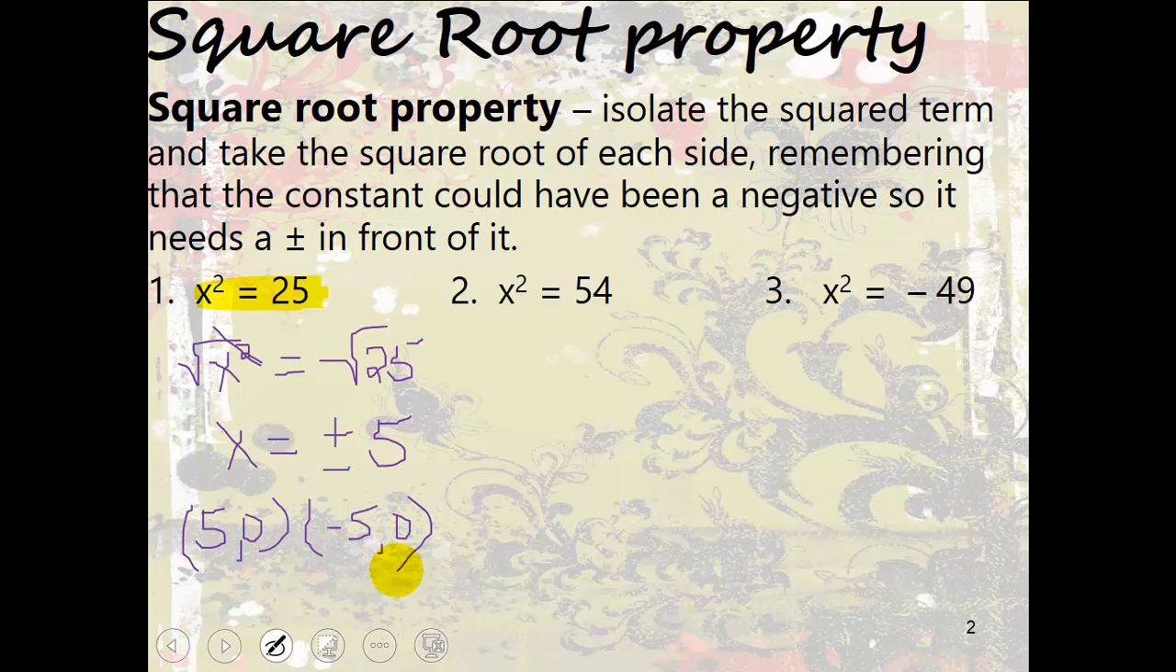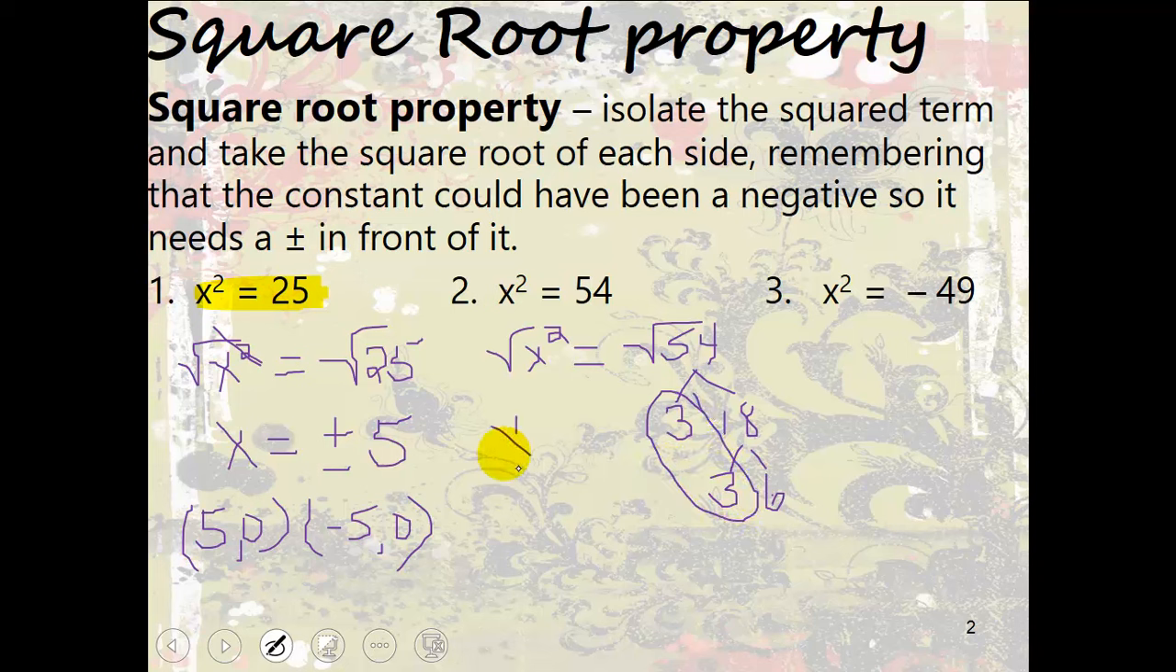Okay, x squared equals 54. My x squared term is isolated. So what I can do is take the square root of both sides. 54 is not a perfect square, so I can start dividing by primes, and I get 3 and 18, and 3 and 6. And 6 is not prime, but it is a composite that doesn't have any perfect squares. So I get a pair of 3's.